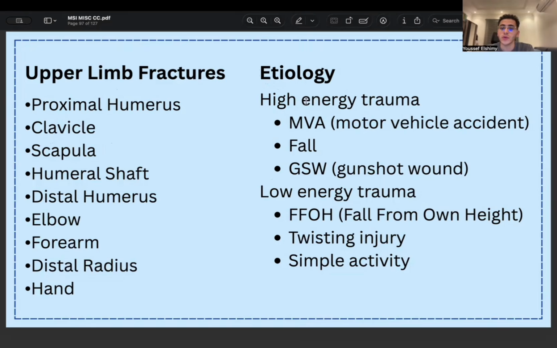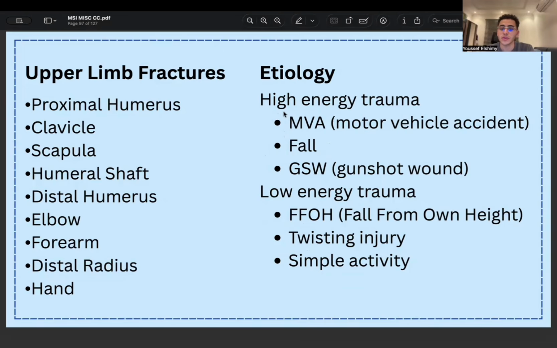High energy trauma includes motor vehicle accidents or falls, especially falls from very high, and gunshot wounds. Low energy trauma includes fall from standing height and twisting injuries, for example, as you were playing, you twisted your upper limb, or it could be a simple activity, for example, falling from the chair or falling from the bed. All of these are considered low energy trauma, and you have to be able to differentiate between high energy trauma causes and low energy trauma causes because the management and the treatment differs.